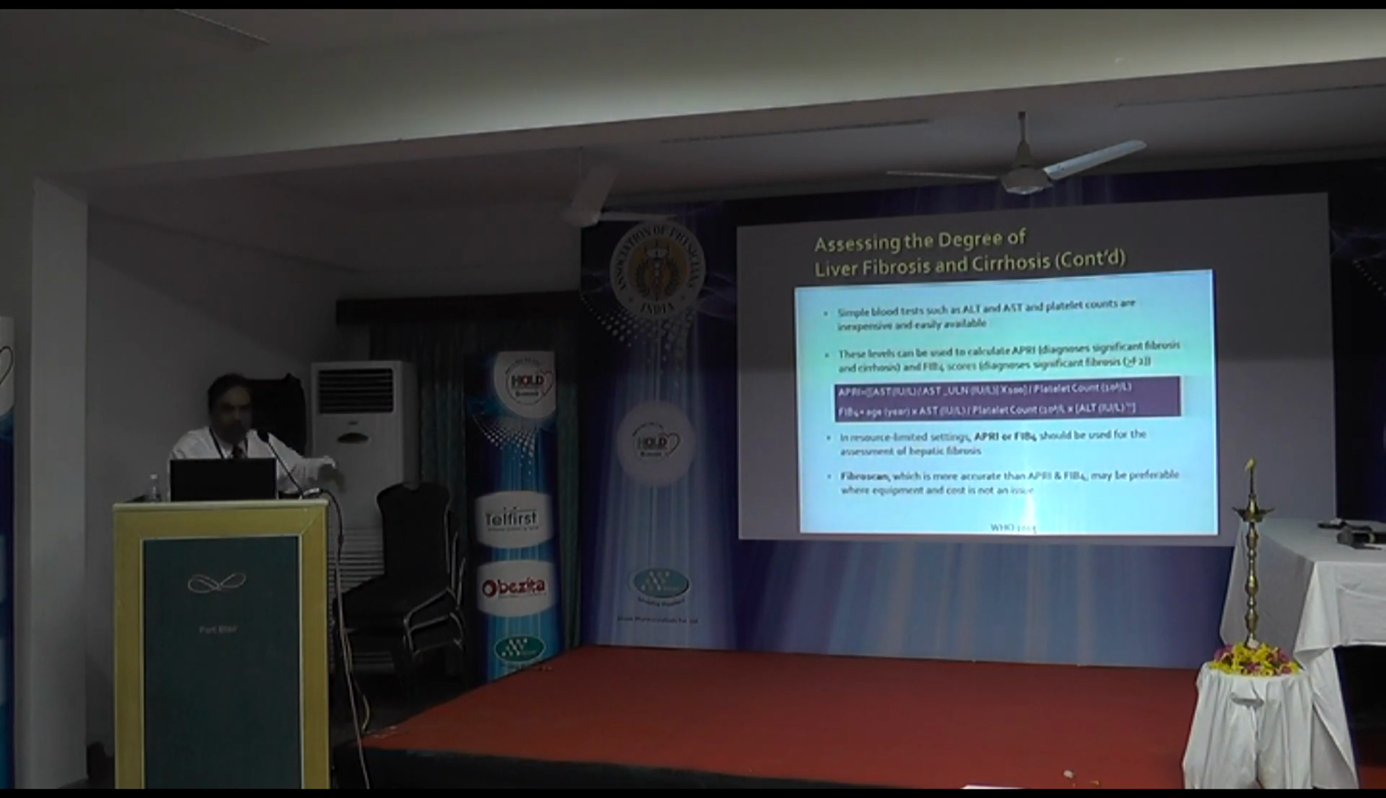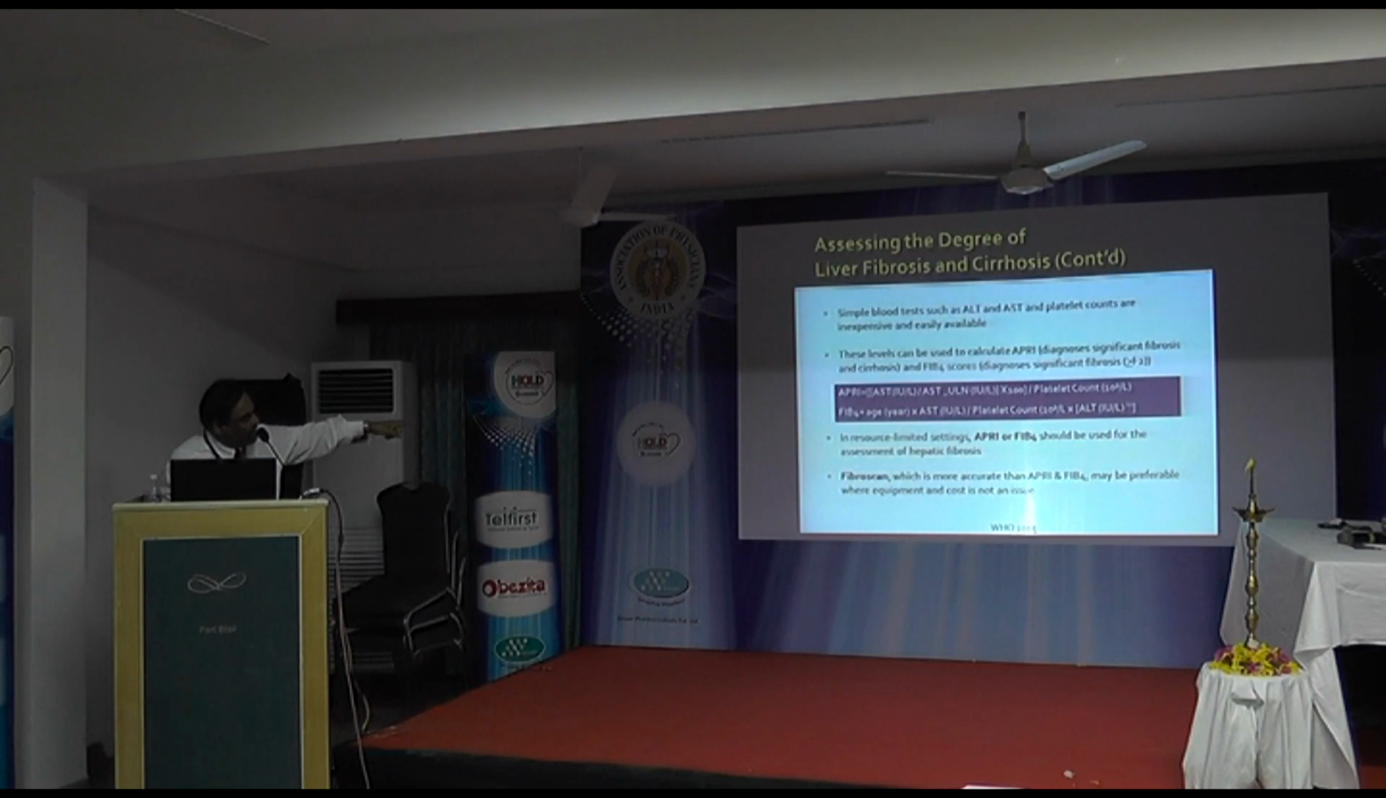So this is again the WHO 2015 recommendation. Simple blood tests such as ALT and AST and platelet count can be done anywhere. And based on this, you have the APRI scoring. These are simple formulas. This is the AST platelet ratio index. And based on that, you can have a score. If the score is high, you know that this patient is at high risk for fibrosis or cirrhosis.